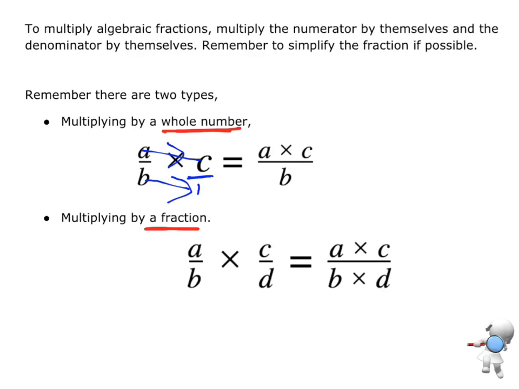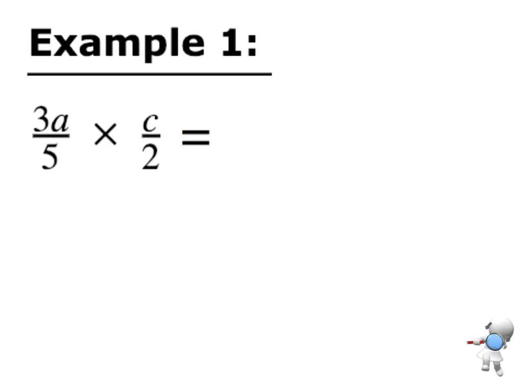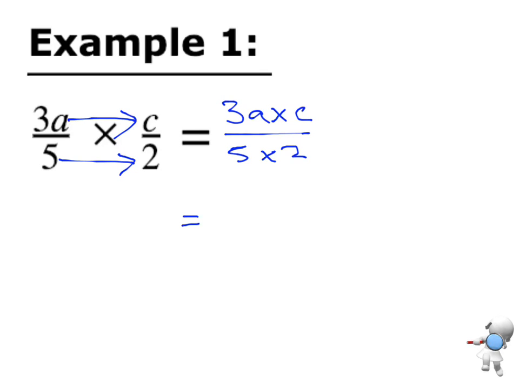If I'm multiplying by a fraction, it's just straight across the top for the numerator, multiply the denominators together, and there's our answer. So let's have a look at this example. I've got 3a divided by 5 times c divided by 2. I just need to multiply the top line, the numerator, 3a times c, and the denominator, 5 times 2. And now I need to do a bit of simplifying. So 3 times a times c is 3ac, and on the bottom 5 times 2 is 10. And that's it, that's my answer.